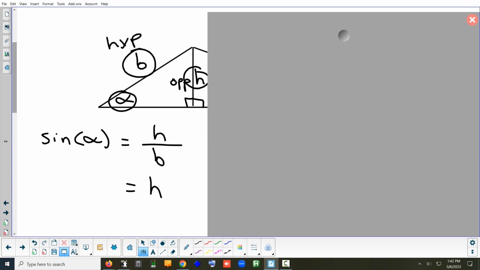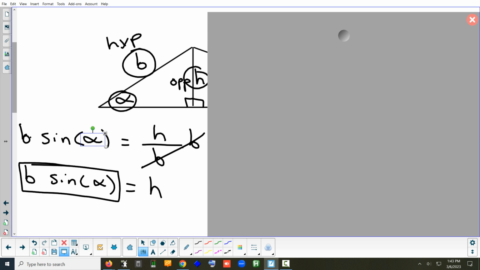So how do we get h by itself in this formula? What would you have to do on both sides? Yeah, multiply both sides by b. That's gone. And now you've got a formula to find the height. You'd have to know b and you'd have to know alpha, but as long as you knew those two things, you could find the height. B sine alpha. Any questions on that formula?